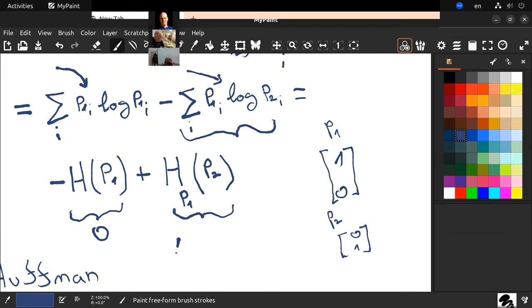Let's write it down. DKL of P1 and P2 is your inefficient way of encoding P1 according to P2, minus the optimal way of doing it. You understand what I'm doing? Let's write it like that. So DKL is actually your redundancy. Can you see it?